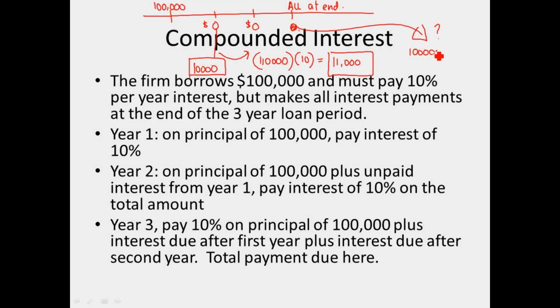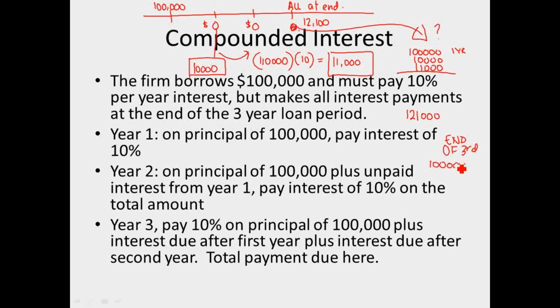Okay, so I've borrowed $100,000 in the first year. Then I borrow another $10,000. Then I borrow another $11,000. So at the moment, I have borrowed $121,000, and I hold on to that for a year. How much is the interest on a $121,000 loan in 1 year? $12,100.